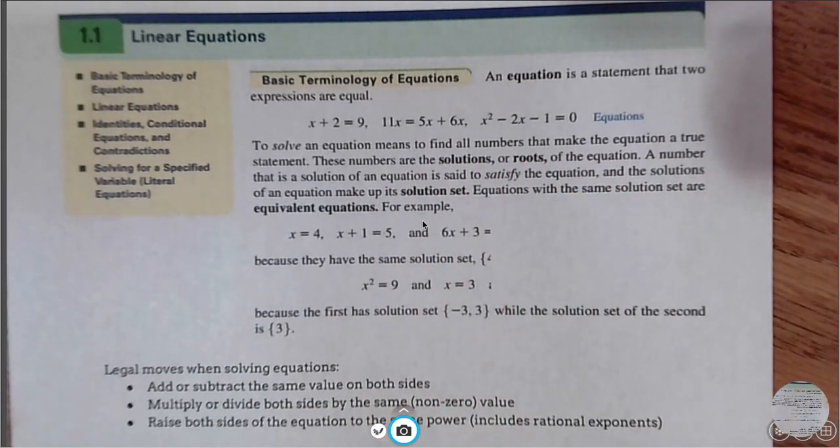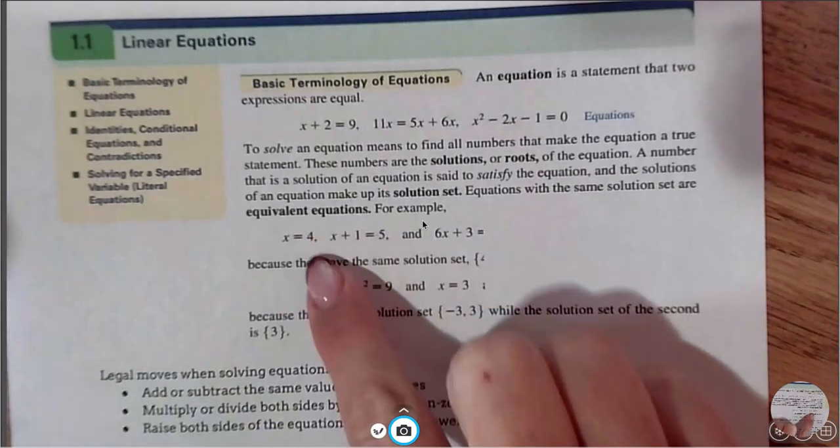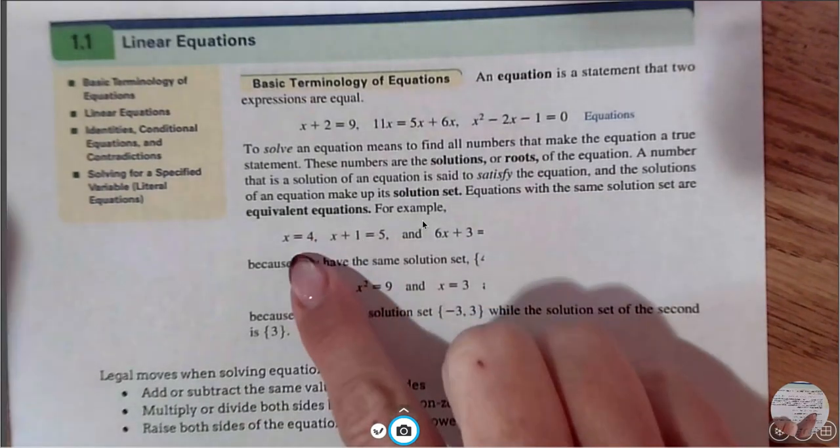A number that is a solution of an equation is said to satisfy the equation. And the solutions of an equation make up what we call a solution set. Equations that have the same solution set are called equivalent equations. So here is an example of equivalent equations.